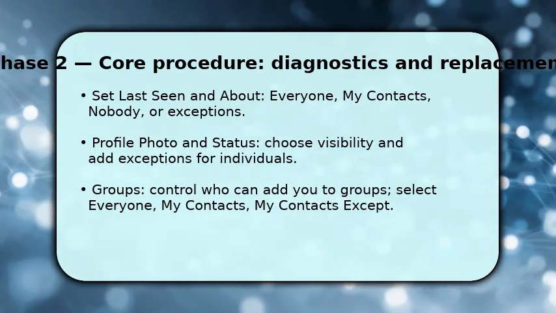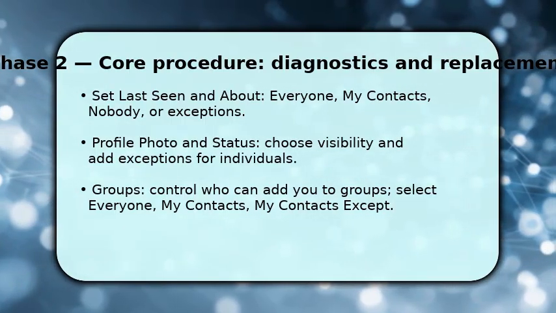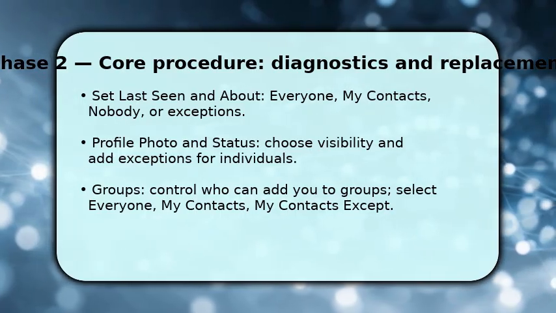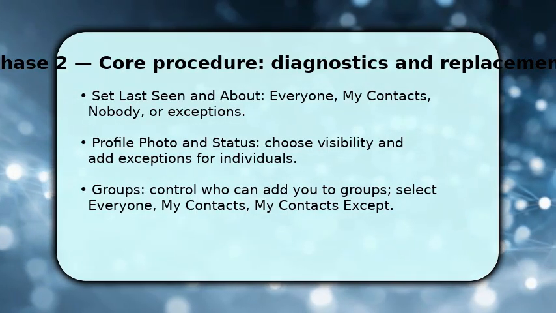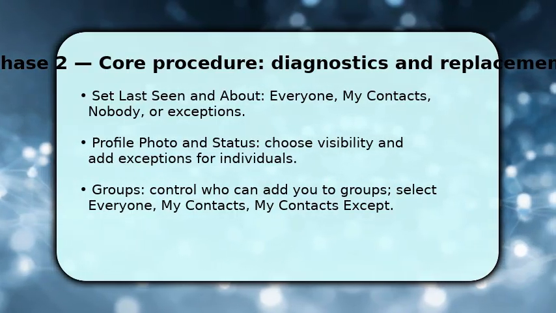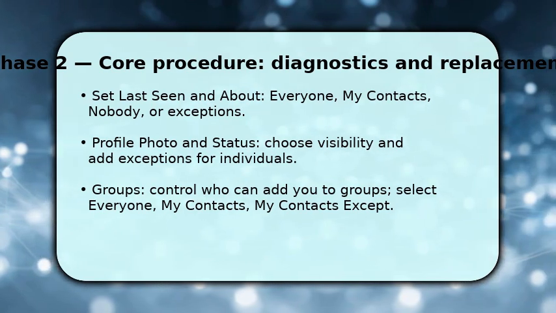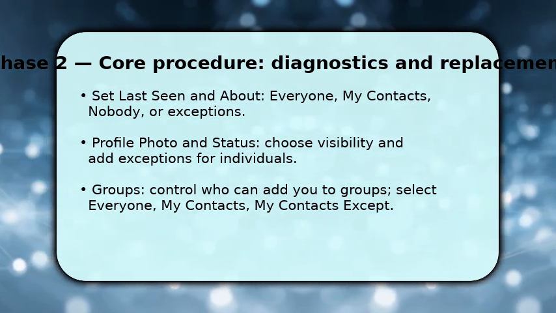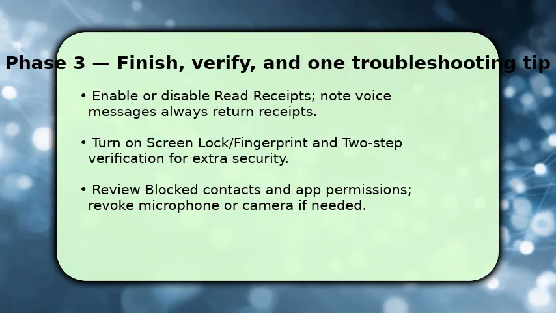Then set profile photo and status visibility the same way, because these reveal personal info, so reduce the audience to lower risk. Also adjust groups so strangers can't add you without permission. Select my contacts or my contacts except, accept, and finish by tightening interaction and device-level protections.